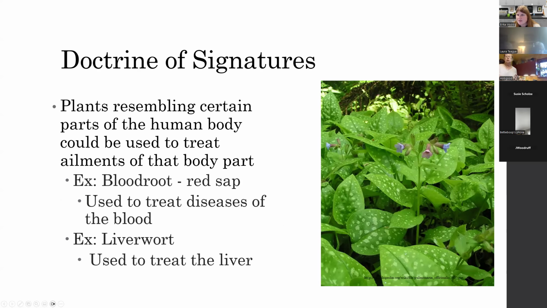This goes more in depth on what I was talking about. This is known as the doctrine of signatures, where plants resembling certain parts of the human body were used to treat different ailments. Take bloodroot, for example: the red sap found whenever it is wounded was used to treat diseases of the blood. And as I said with lungwort, liverwort, for instance, was used to treat the liver. That gives you a good explanation of what this was.